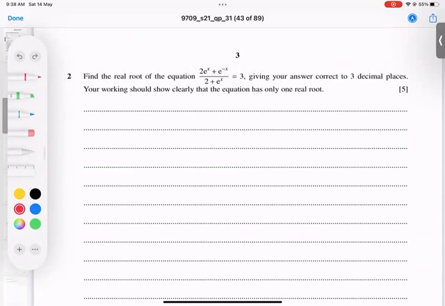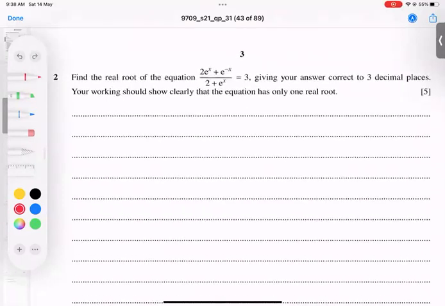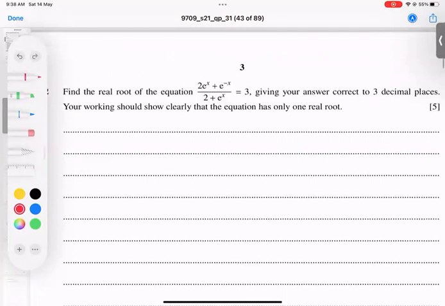Okay, find the real root of this equation to 3 decimal places, and show your working clearly that the equation has only one real root. This is a plan. So how to get it? First of all, you can see in the question, many e to power x terms are involved, e to power x, e to power negative x. So step number 1, cross multiply.